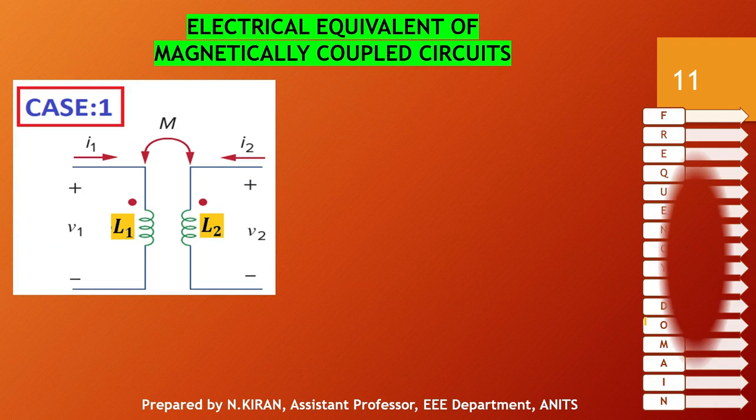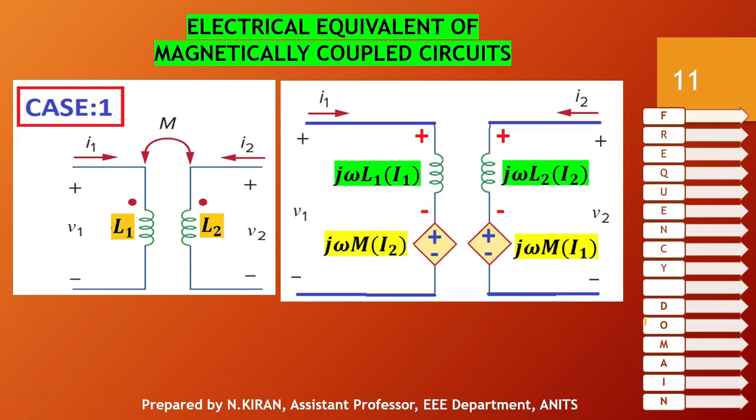So in frequency domain, instead of L1 dI1 by dt, I write j omega L1 into I1. Instead of L2 dI2 by dt, I am writing j omega L2 into I2. Similarly, instead of M dI2 by dt, I will get j omega M into I2, and instead of M dI1 by dt, I will get j omega M into I1.